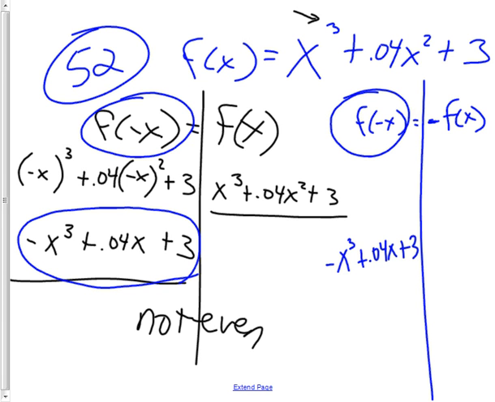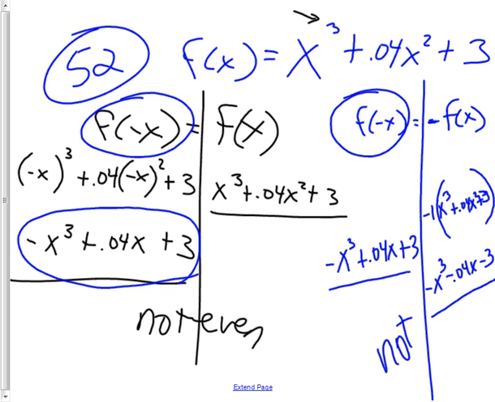So now I got to do this side. That means negative 1 times f of x. Well, f of x is given to me right here. So I just put in x to the third plus 0.04x squared plus 3. And now I multiply this out. Negative x to the third minus 0.04x minus 3. Do you get that this is not equal to that? So it's not odd.